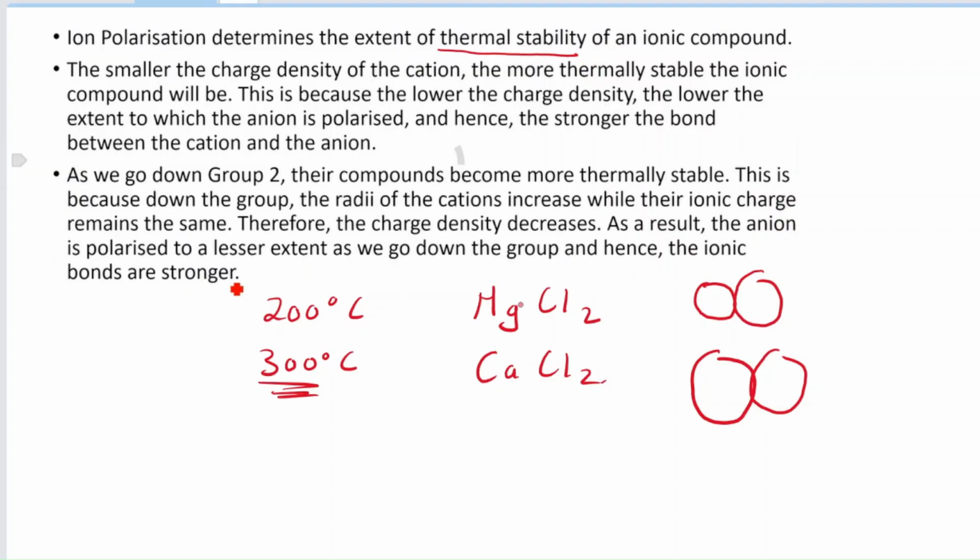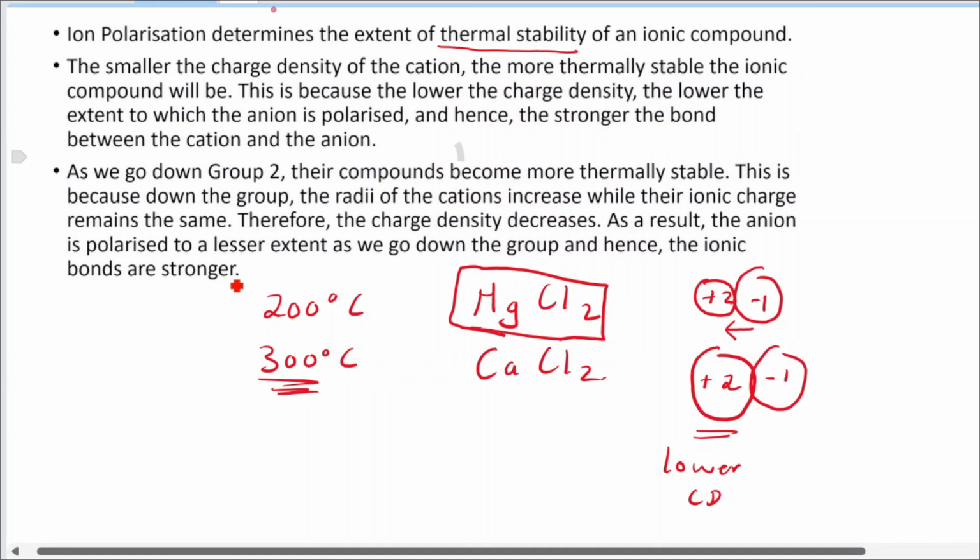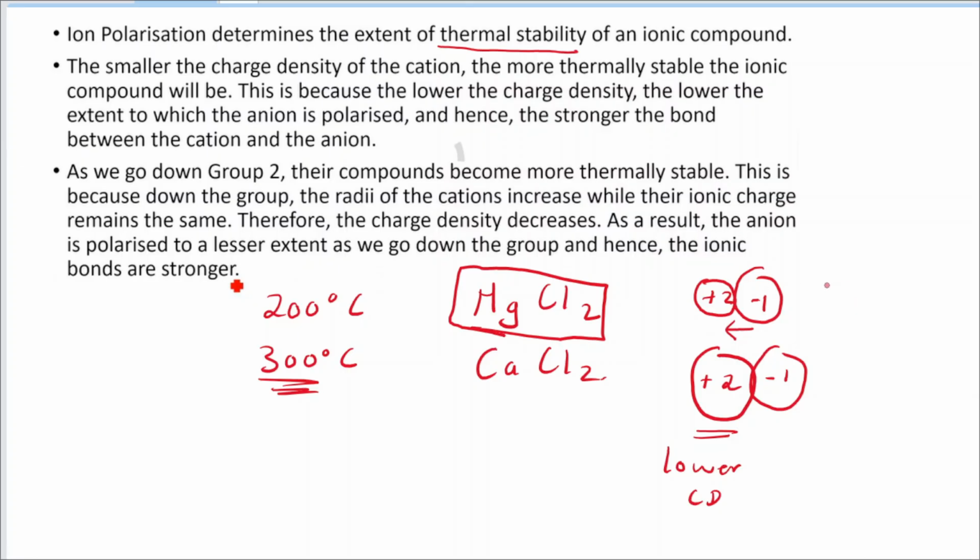Now, both of them have a positive 2 charge, right? Positive 2, positive 2. But if you recall from what we said earlier, this one, the charge is spread more, so it has a lower charge density. This one has a higher charge density. And then it has one side effect to it. Because this one is pulling it more, it's becoming distorted. Okay, so if something is distorted, it's not really stable. It doesn't have a proper stability. So what happens is that the thermal stability for magnesium chloride is actually less than that of calcium chloride.